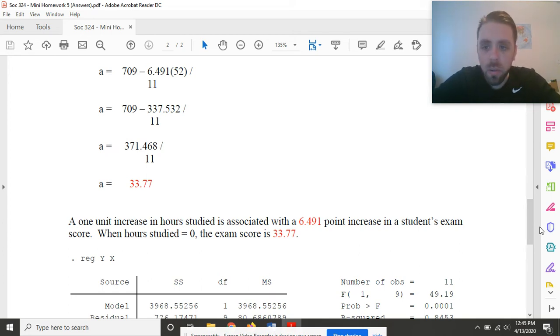So I can also conclude, don't spend 0 hours studying for your final exams. Spend more. Each hour, a 6.491 increase. No, not for you personally, but let's hope that we all put our time in.